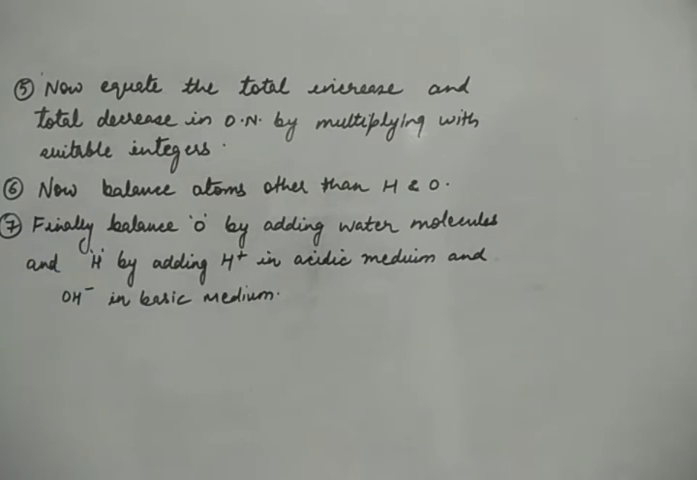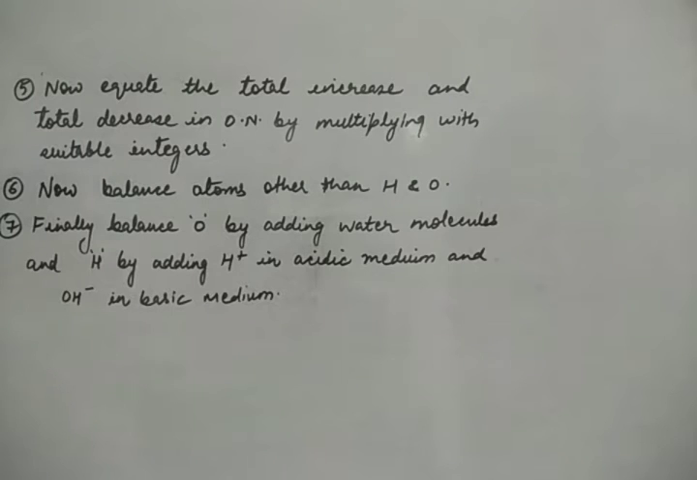Now we'll finally balance oxygen by adding water molecules and hydrogen by adding H plus in the acidic medium and OH minus in the basic medium. It will be mentioned in the question itself whether the reaction is taking place in acidic medium or basic medium. So accordingly we'll add H plus or OH minus.